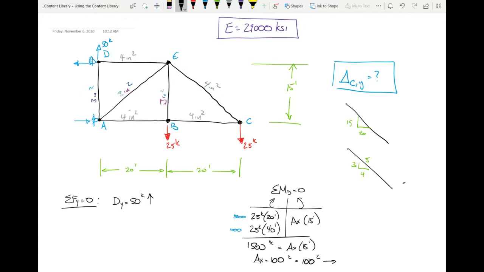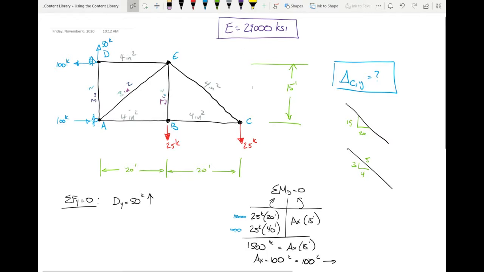Okay. So if AX is 100 kips to the right, then this is 100 kips to the left. And those are my reactions. Okay, that looks a little better. Okay, any questions? I thought I heard something.